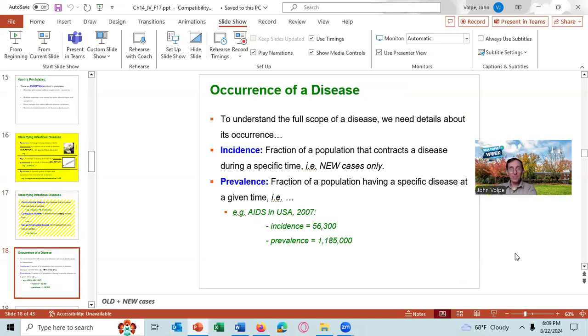Okay, let's talk a little bit about the occurrence of the disease. To understand the full scope of the disease, we need details about its occurrence. This means new and old cases. Some diseases are only reported with the new cases, and that is the incidence. Like the flu, we normally report it only as the incidence of flu this year.